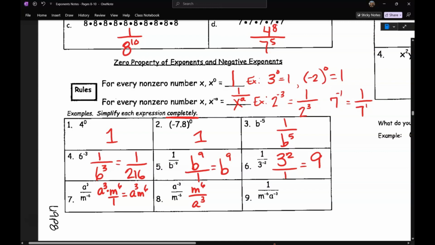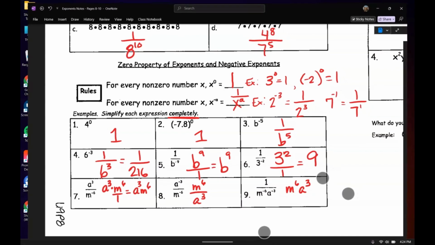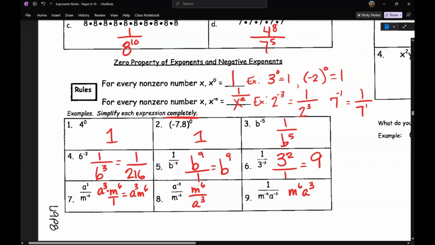And then number 9, both of those go to the numerator. So negatives mean the reciprocal. It goes in the reciprocal part of the fraction. m to the 6, a to the third. And again, we can't evaluate them because we don't know what m and a are.